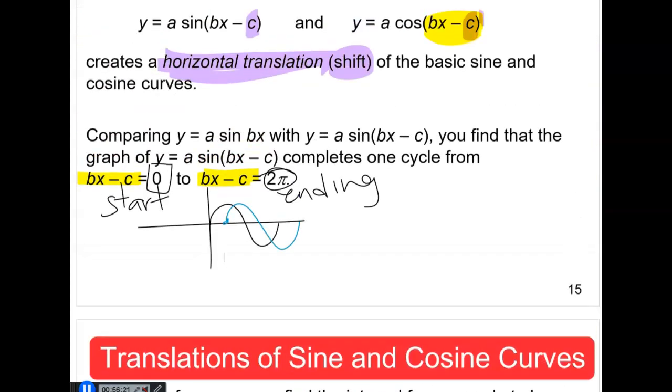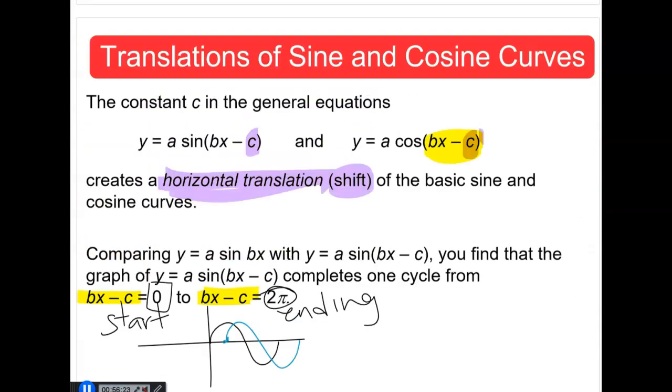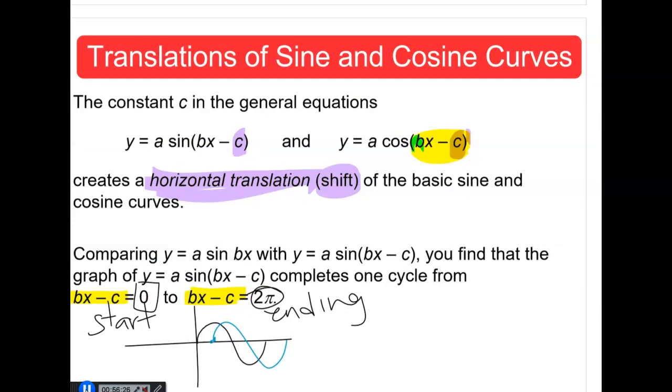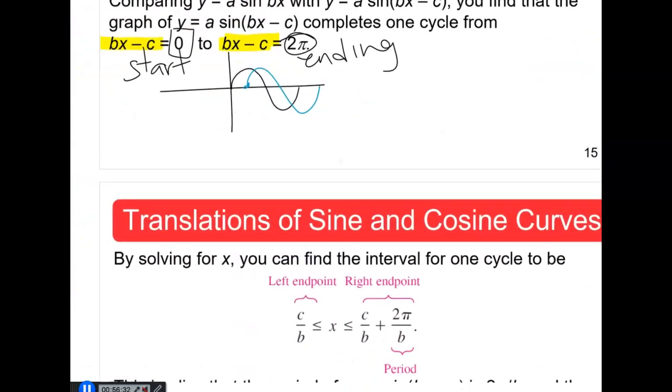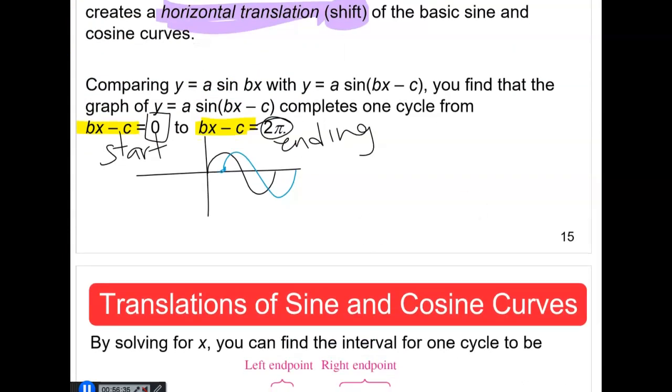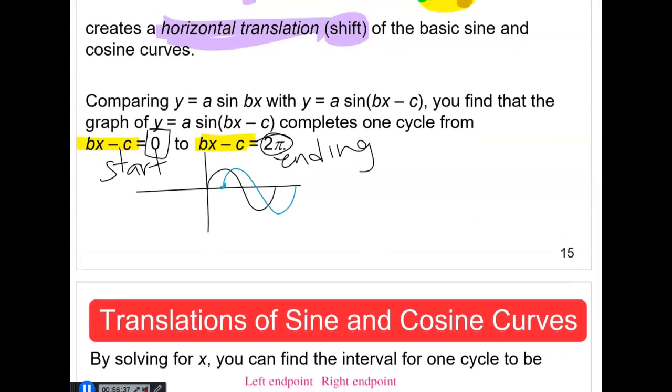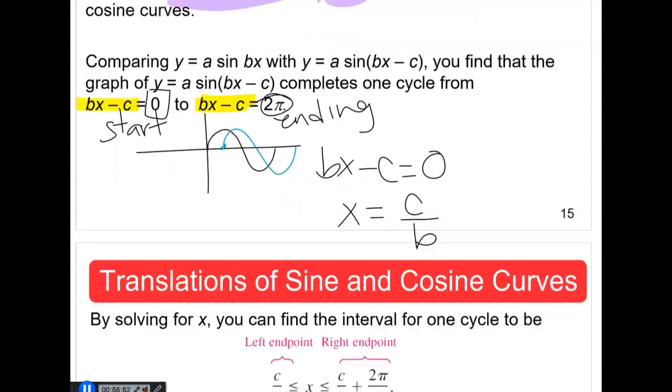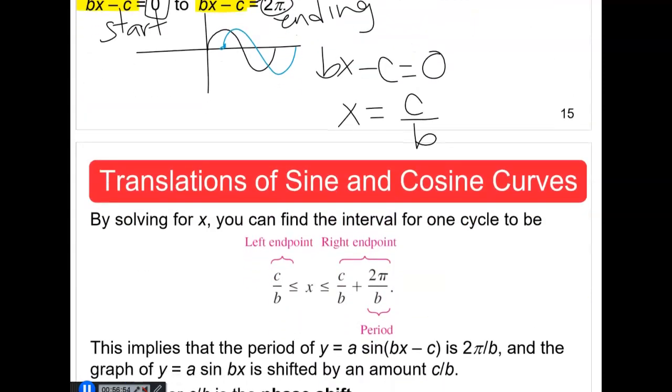Now, if your b value, this one here, is not a 1, of course, when you solve your equation, you're going to end up with some sort of fractions. So for example, if I have bx minus c equals 0, and I want to solve for x, this will be x is equal to positive c over b. And that is what we have right here.